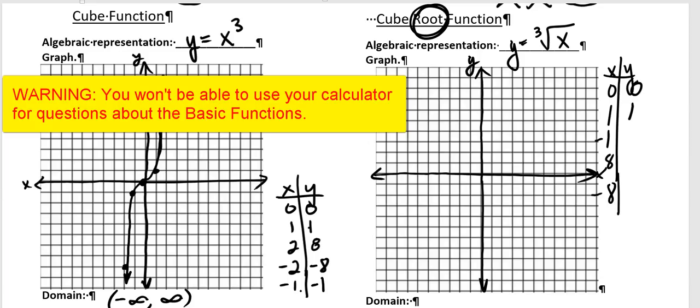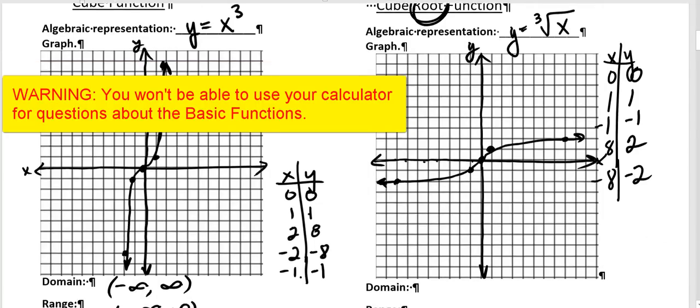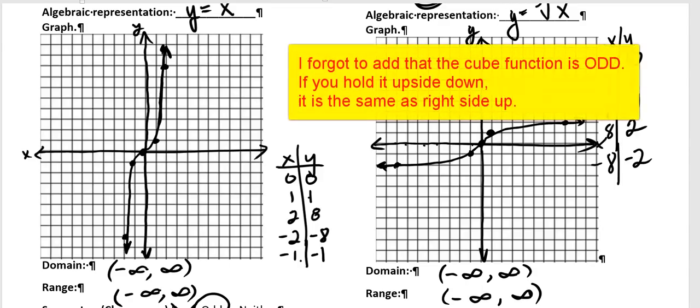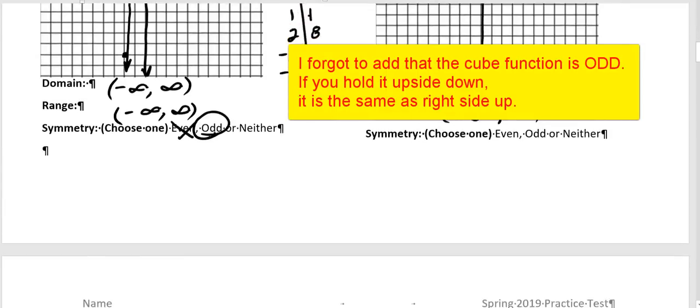The cube root of 1 is 1. The cube root of -1 is -1. The cube root of 8 is 2. And the cube root of -8 is -2. Okay, let's graph these points. Okay, so I've sketched in those points. Now my domain, the farthest left, -infinity to the farthest right, positive infinity. My range, -infinity to positive infinity. Okay, let's do the next one.